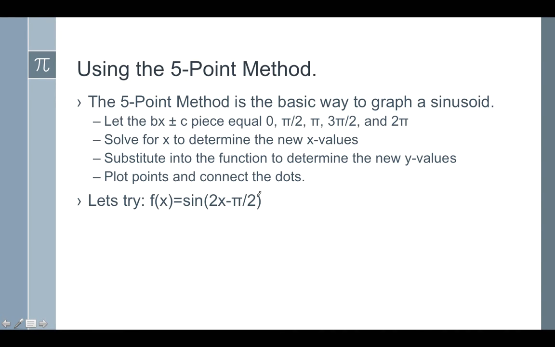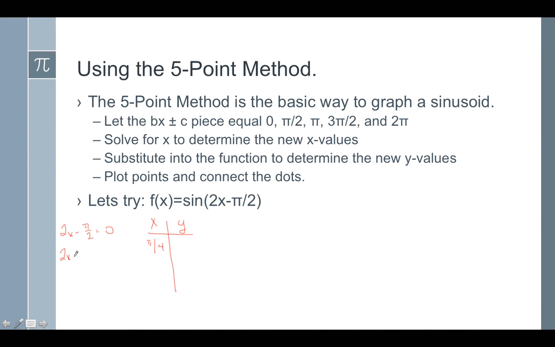So we've got 2x minus pi halves. That's my bx plus c piece. So I'm going to say, okay, 2x minus pi halves equals 0. That was my first statement here, right? Let it equal 0. This is bx minus c. So in my x, y table, when I add pi halves and divide by 2, I get pi fourths.